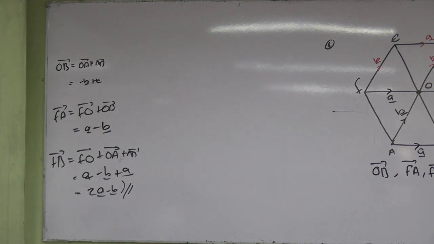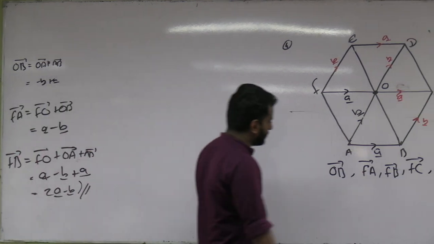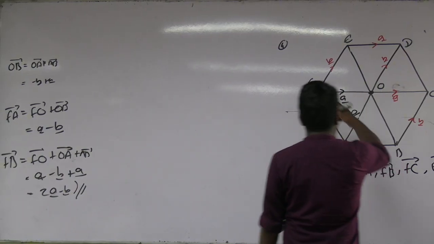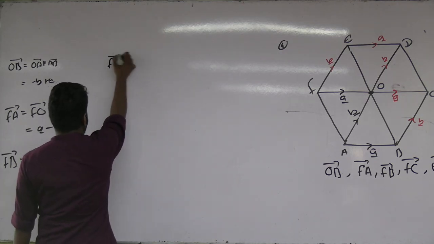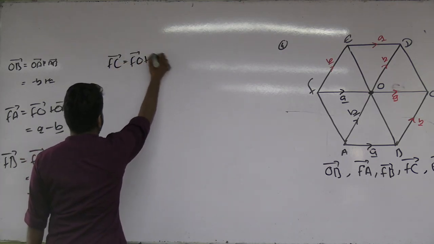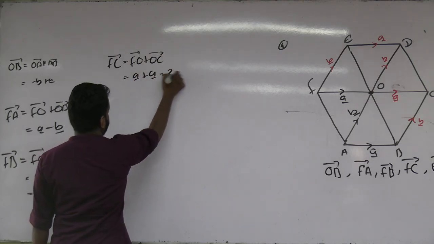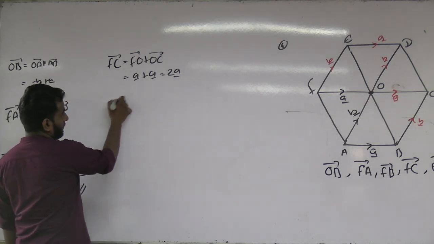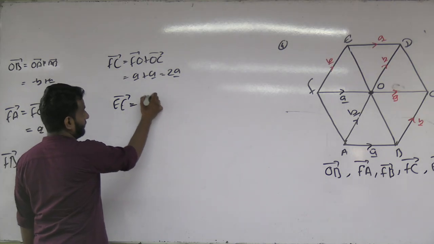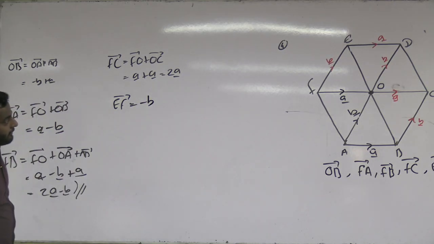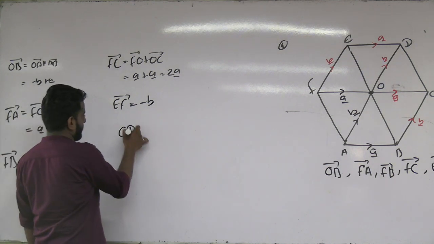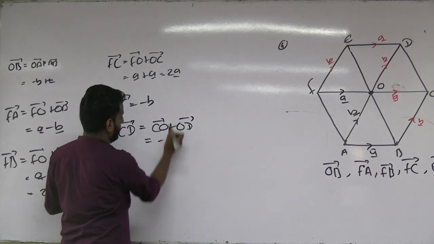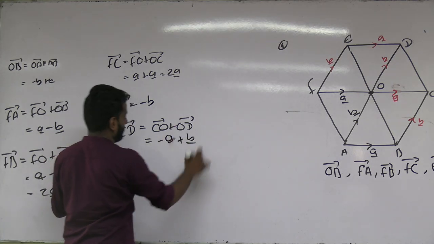Is that correct? Right. Next we have FC. FB is calculated, now FC. So FC is easy. FC can be written as FO plus OC. So this is A plus A, which is equal to 2A. That's FC, and EF. So EF is of course easy now. EF is minus B. Finally CD. CD equals CO plus OD, which is minus A plus B.